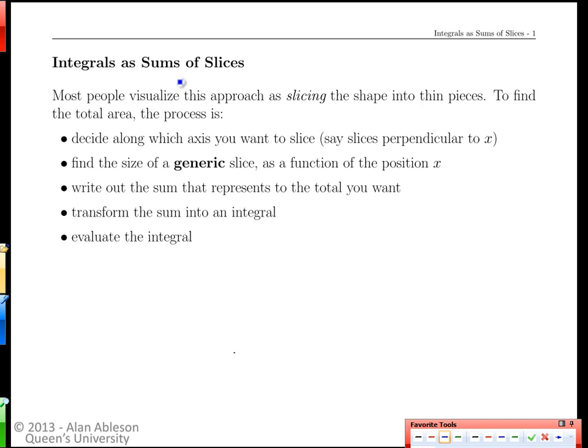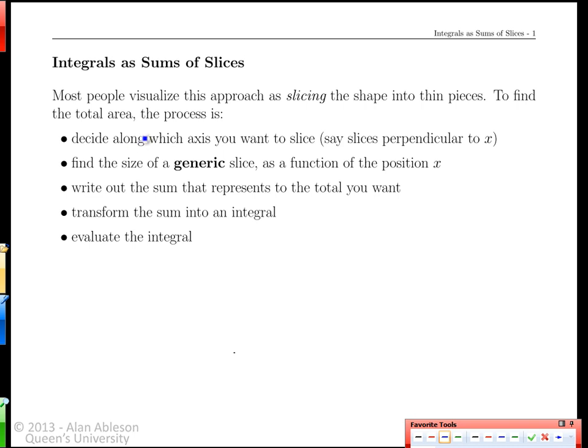The central theme for this unit will be looking at integrals and constructing integrals by thinking of objects as being sliced up and then using the integration technique to find the sum of the volume or the area of each of those slices. And you'll find the same general procedure as we go through all these examples. The first question is always going to be, how are you going to slice up the object?